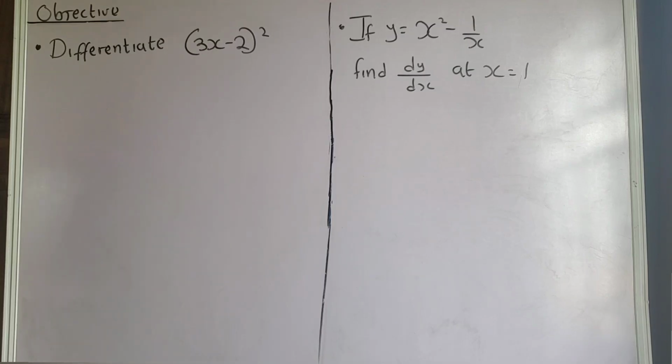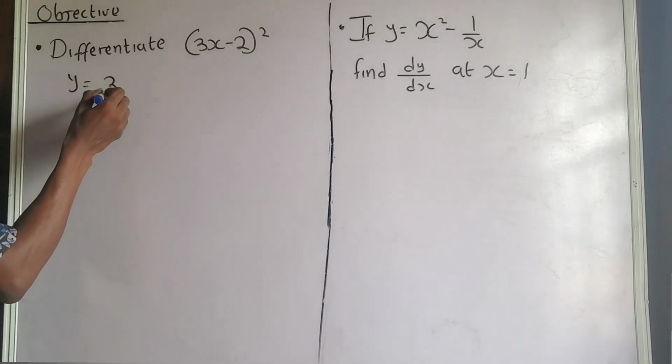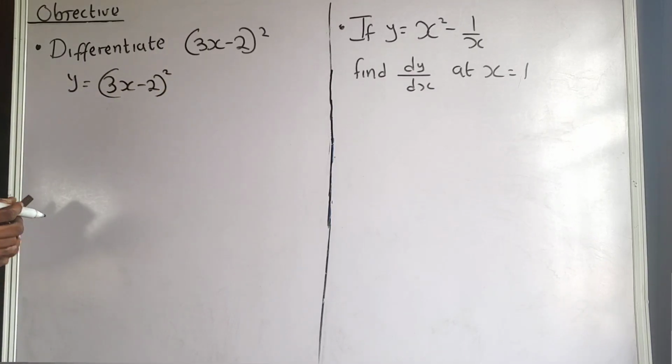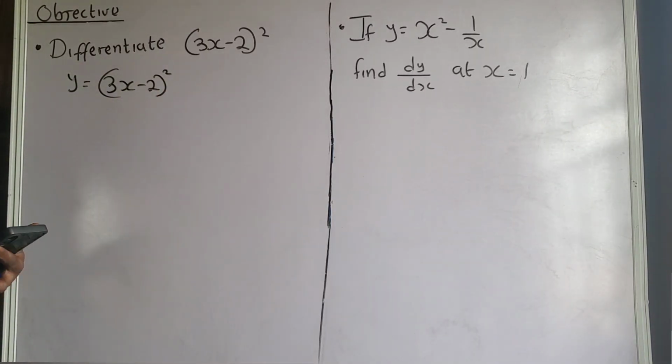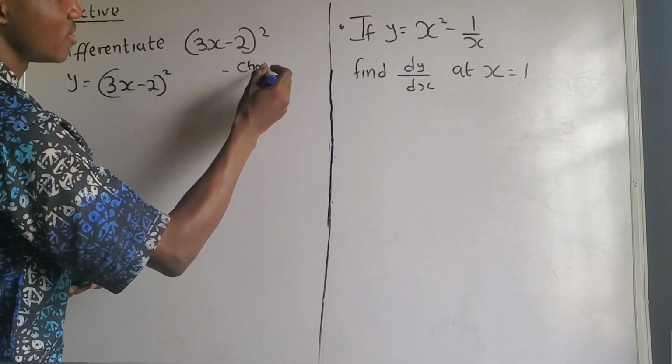Differentiate 3x minus 2 to the power of 2 with respect to x. Okay, the first step is that let y equals 3x minus 2 raised to the power of 2. Do you understand? Now listen to me carefully. You can differentiate this using a rule known as chain rule.